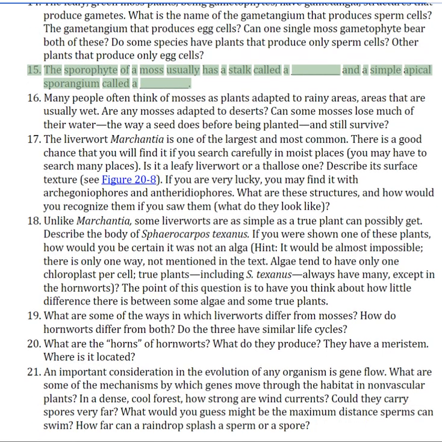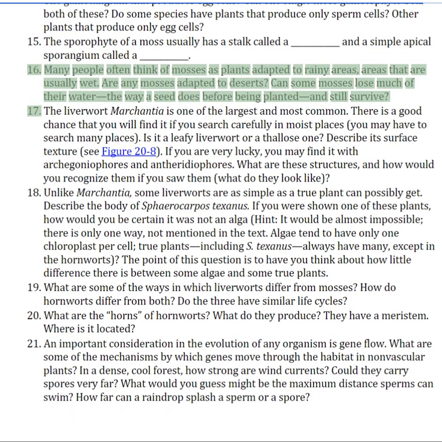15. The sporophyte of a moss usually has a stalk called a ___ and a simple apical sporangium called a ___. 16. Many people often think of mosses as plants adapted to rainy areas, areas that are usually wet. Are any mosses adapted to deserts? Can some mosses lose much of their water, the way a seed does before being planted, and still survive?